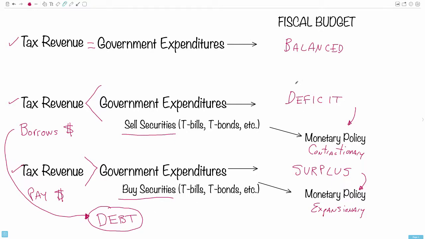So, again, I hope you have a better idea of how these policies are related to each other and the importance of understanding fiscal budget, balance, deficit, surplus, and of course, contractionary and expansionary fiscal and monetary policy.